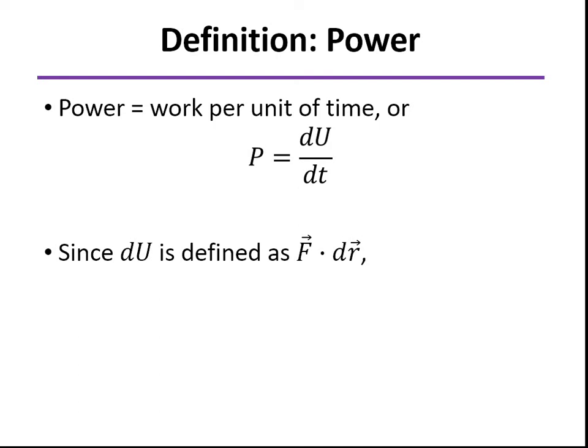But if we take that definition and apply it to the earlier definition of power, we can say that power is the scalar product of force and the derivative of position with respect to time. And that last vector, the derivative of position with respect to time, is the velocity. So, in words, we can say that power is the force times the velocity in the direction of the motion.